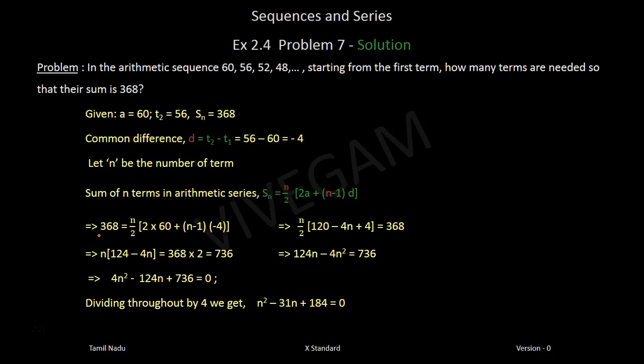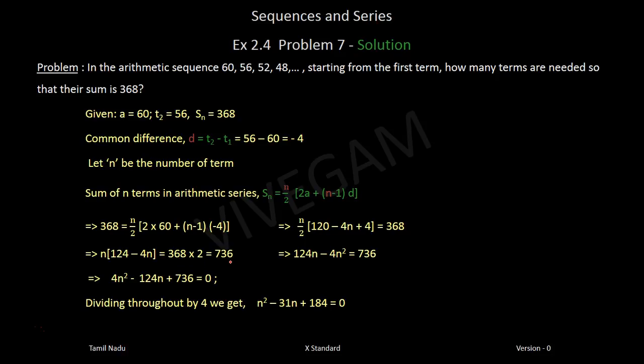So substitute all these values. This equation becomes 368 equal to n by 2 into 2 into 60 plus n minus 1 into d, the d is minus 4. So this equation will become n by 2, 2 sixties are 120, this is minus 4n and plus 4. Okay, so 120 minus 4n plus 4, and n by 2 equal to 368. Take this 2 to the other side, it will go up. So you will get n into 120 plus 4 is 124. So this is 124 minus 4n. So n into 124 minus 4n equal to 368 into 2, that is 736.